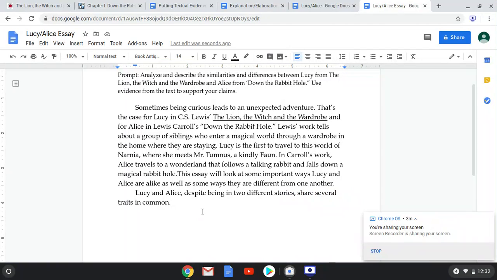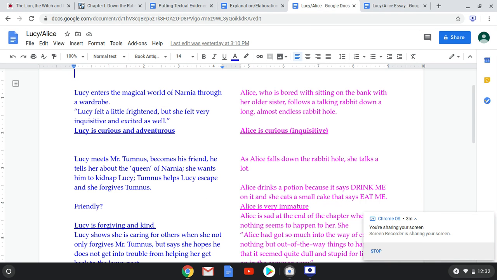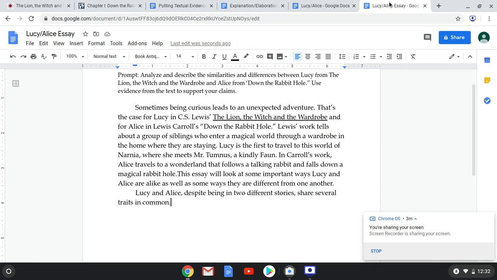Okay, so we said Lucy and Alice, despite being in two different stories, share several traits in common. Okay, I look at my chart. We said they're both curious and adventurous. So I'm going to spread out and write about each of those. One trait they share in common is that both girls are very curious.